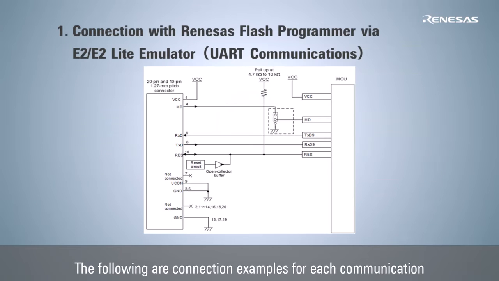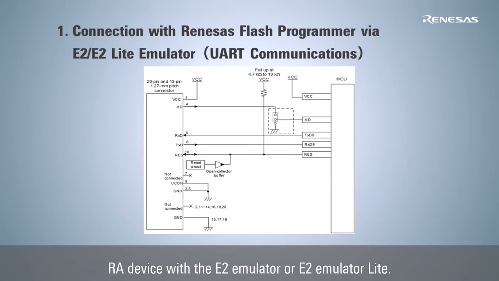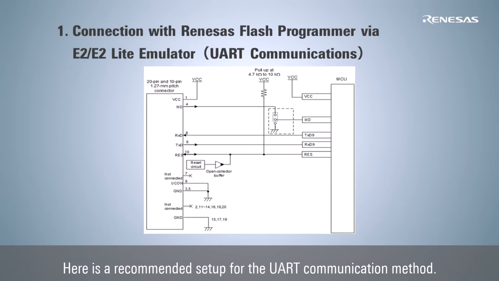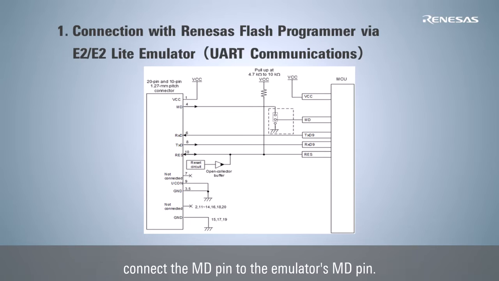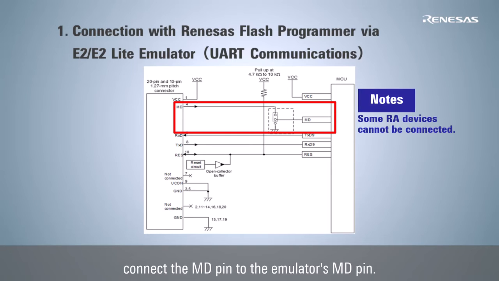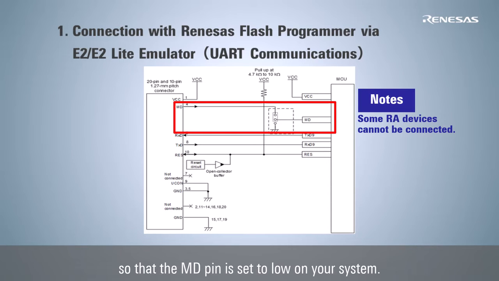The following are connection examples for each communication method when connecting the Renesas Flash Programmer and RA device with the E2 emulator or E2 emulator Lite. Here is a recommended setup for the UART communication method. For RA devices where connecting the MD pin is recommended, connect the MD pin to the emulator's MD pin. If you cannot connect the MD pin to the emulator, modify the pin so that the MD pin is set to low on your system.